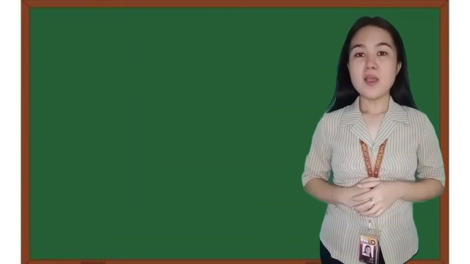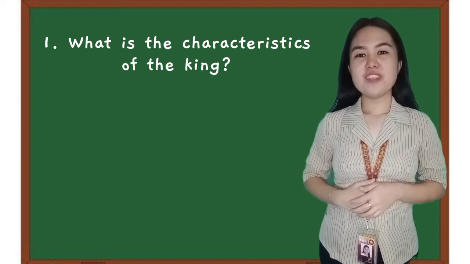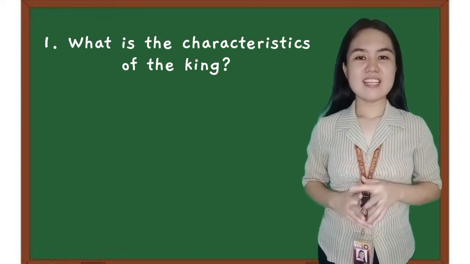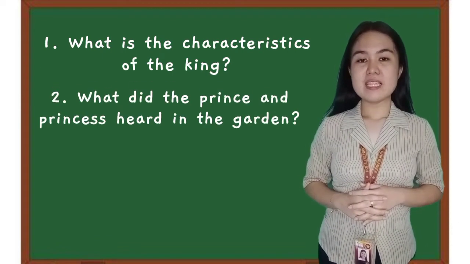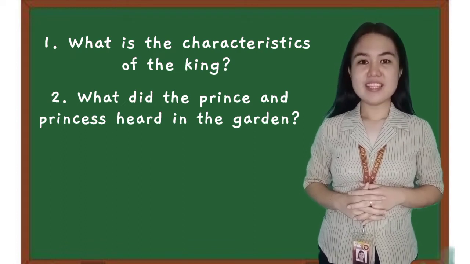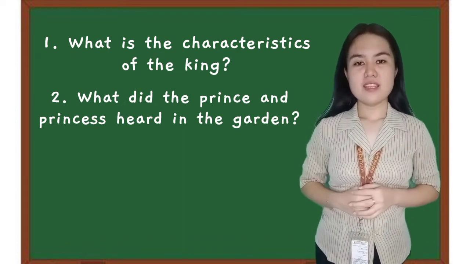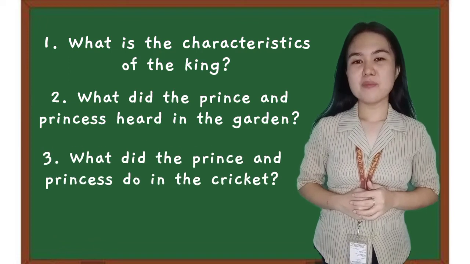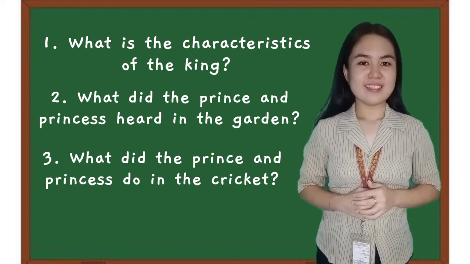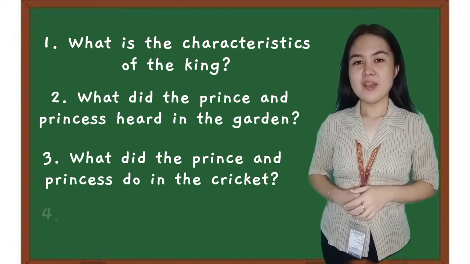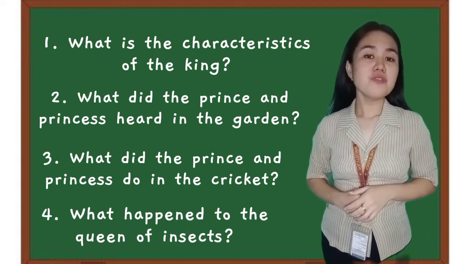Here are the guide questions for our story for today. Number 1. What are the characteristics of the king? The second is, what did the prince and princess hear in the garden? The third question is, what did the prince and princess do to the cricket? Last question is, what happened to the queen of insects? Let's start to listen to the story of the Insect Queen.